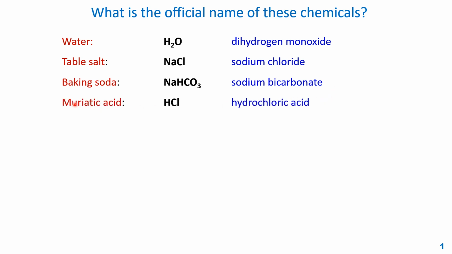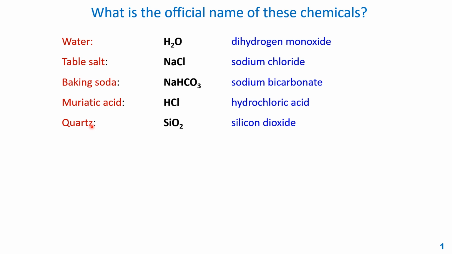Another common chemical used is muriatic acid. The formula is 1 hydrogen, 1 chlorine. It's called hydrochloric acid. It's a strong acid, and you can use this to adjust the pH of your swimming pool, and this is also the acid in your stomach.